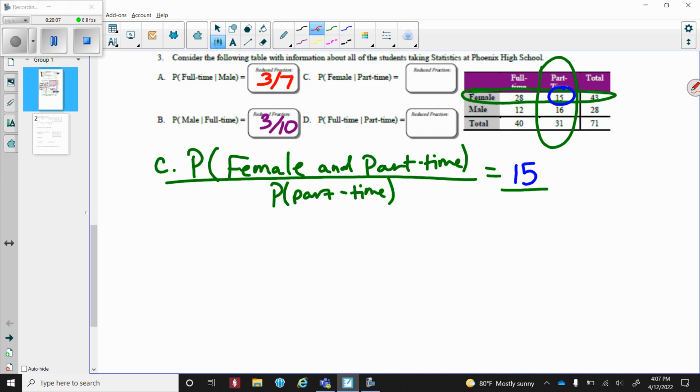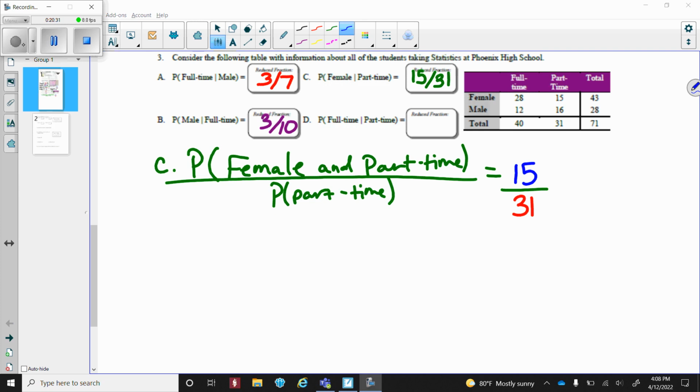Our denominator is part-time. So what is the total number of people that are part-time? Well, that's 31. And 15 over 31, it cannot be simplified. We're just kind of stuck with it like that. So when I'm writing my final answer down, we're just going to write down 15 over 31.